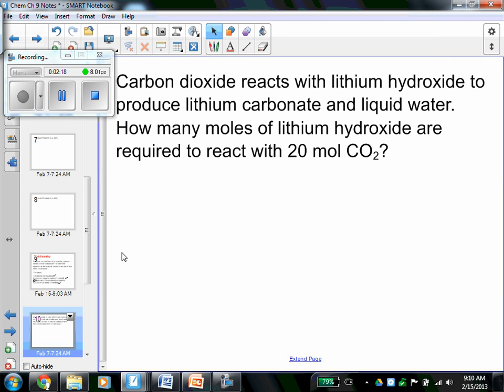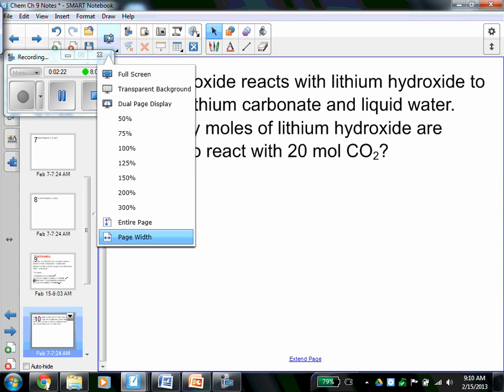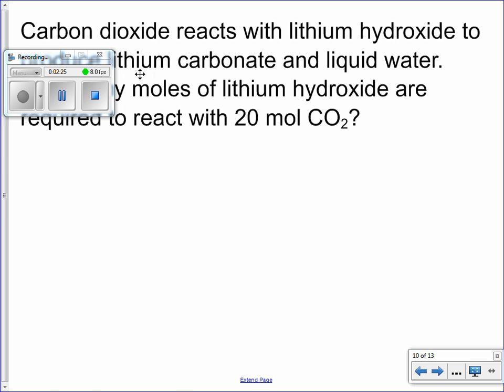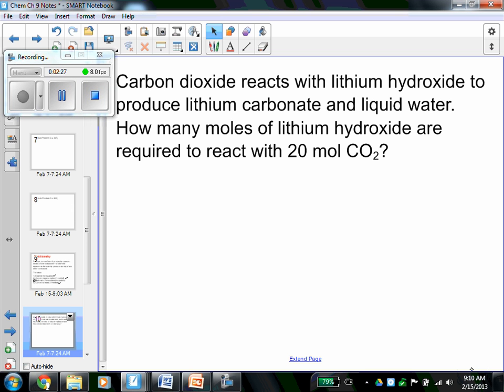Okay, so let's jump right in here and see if we can't do some of this stoichiometry stuff. All right, let me get to a full screen here. Okay, carbon dioxide reacts with lithium hydroxide to produce lithium carbonate and liquid water. How many moles of lithium hydroxide are required to react with 20 moles of CO2? So what I tell my students to do, and what I suggest you do out there, is to follow the 4 steps of stoichiometry.